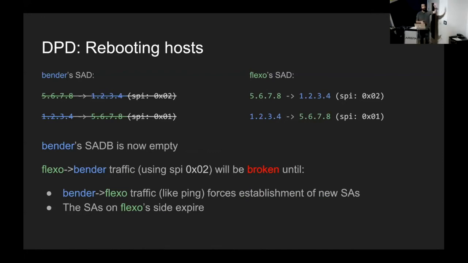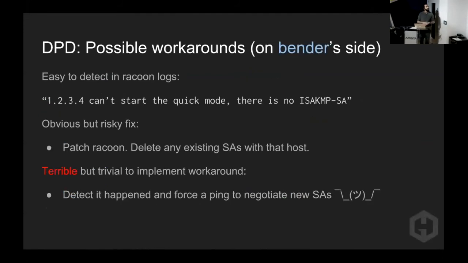You can just wait for the association on the right side to expire, or you can just tell Bender to talk to Flexo. It will trigger renegotiation. Everything will be fine. But that's kind of weird. So, two very hacky workarounds. The obvious one: we can patch Raccoon. It's a two-line patch. We have an experimental patch running in our stack. It kind of seems to work, but who wants to maintain their own fork of Raccoon anyway?